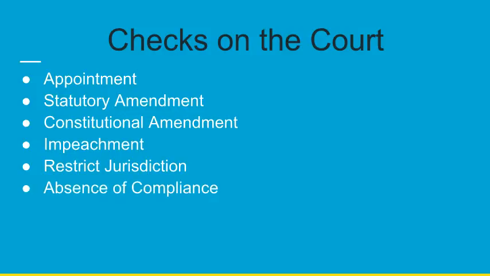Absence of compliance. This is where people simply ignore the court. The quintessential example of this would be Andrew Jackson ignoring the decision of the court concerning the Cherokee Indians, and not only did he ignore it, he flat out violated it and ordered the Cherokee Indians at the end of guns by the U.S. military to be removed from their territory in Georgia and sent to what would become the state of Oklahoma.